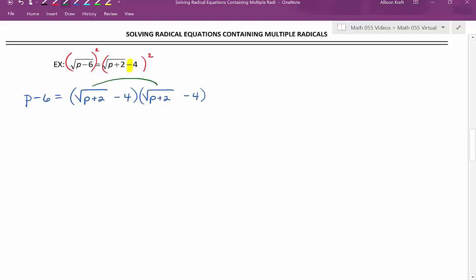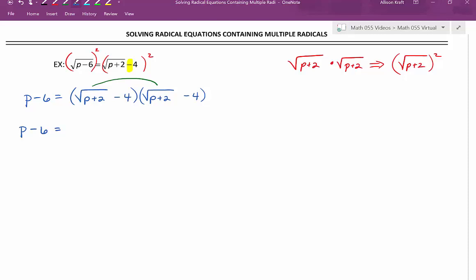We'll start by multiplying the square root of p plus 2 times the square root of p plus 2. Now typically when multiplying radicals, we multiply what's outside together and what's inside together. If we multiply p plus 2 times p plus 2, we're going to end up getting a quadratic. So we actually want to shift our thinking a little bit. The square root of p plus 2 times the square root of p plus 2 is the same as the square root of p plus 2 squared. Since we're multiplying the same thing together twice, that's what it means to be squared.